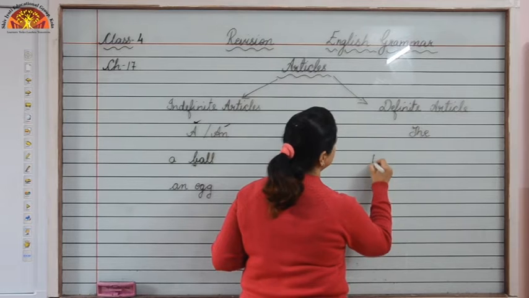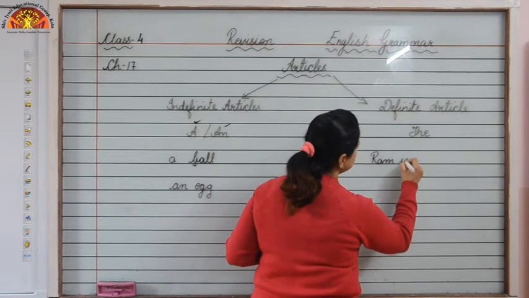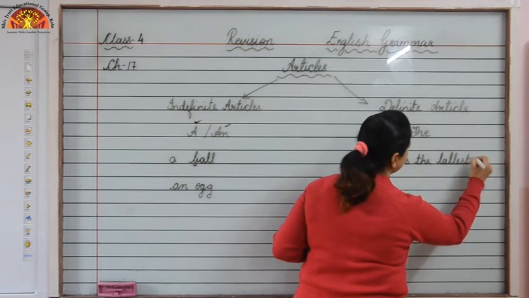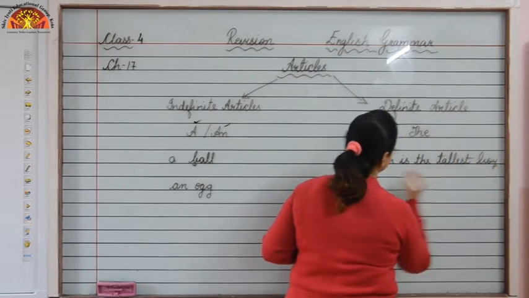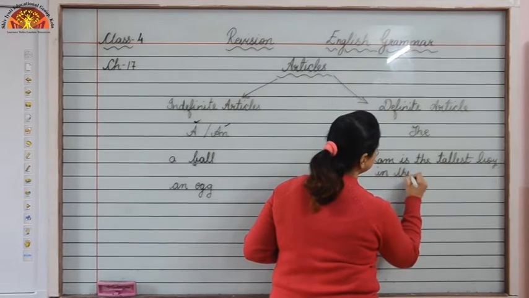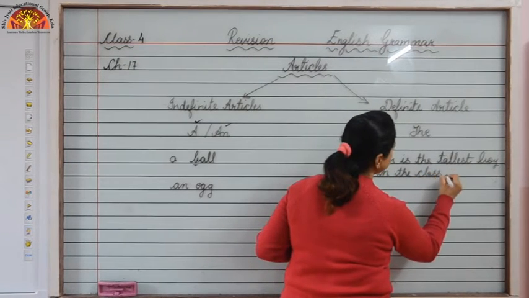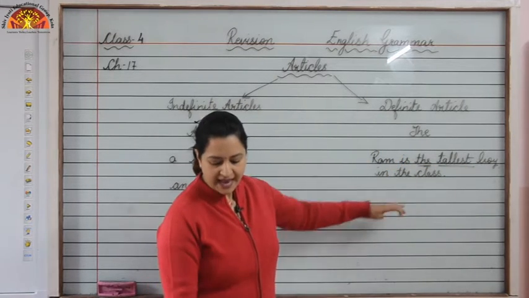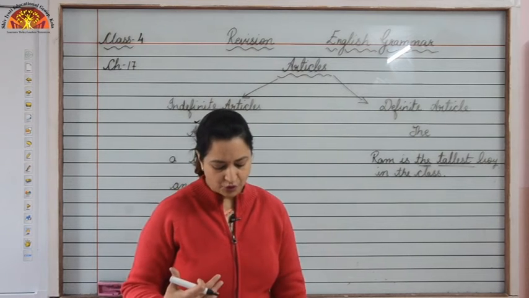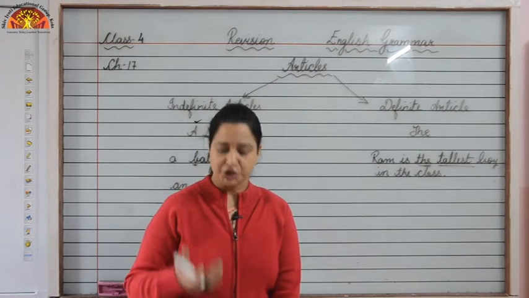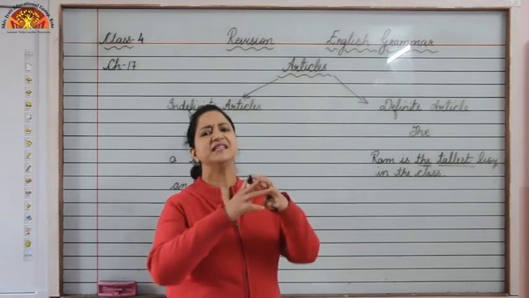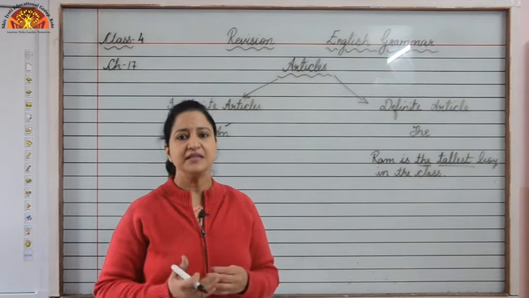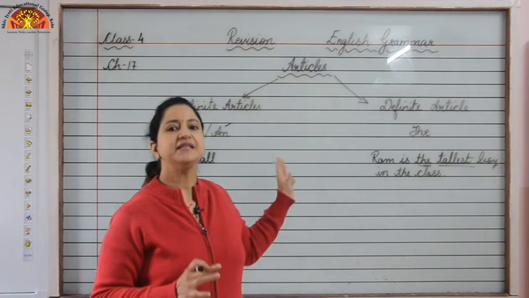Ram is the tallest boy in the class. So before superlatives you have to use the, remember this. And before the names of the rivers, ships, newspapers, trains, because these all things are special and one of their own kind. So before these all things you have to use the. So these are the articles.